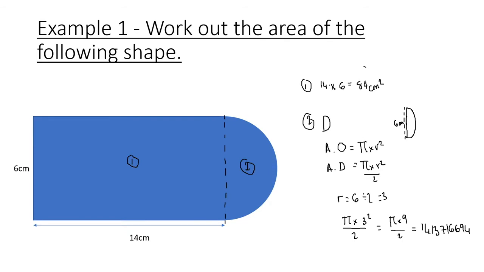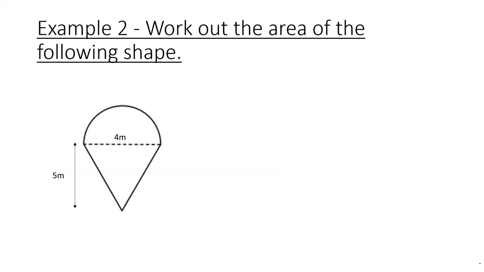Now, because it's a compound shape and you've split your shape up, you need to add both your areas of your shapes together. So the area of shape 1, which is 84 centimeters, and the area of shape 2, which is 14.13 and so on. Once you've added them together, you'll get an answer of 98.13716694, and then when we simplify that to 2 decimal places, we get an answer of 98.14 centimeters squared.